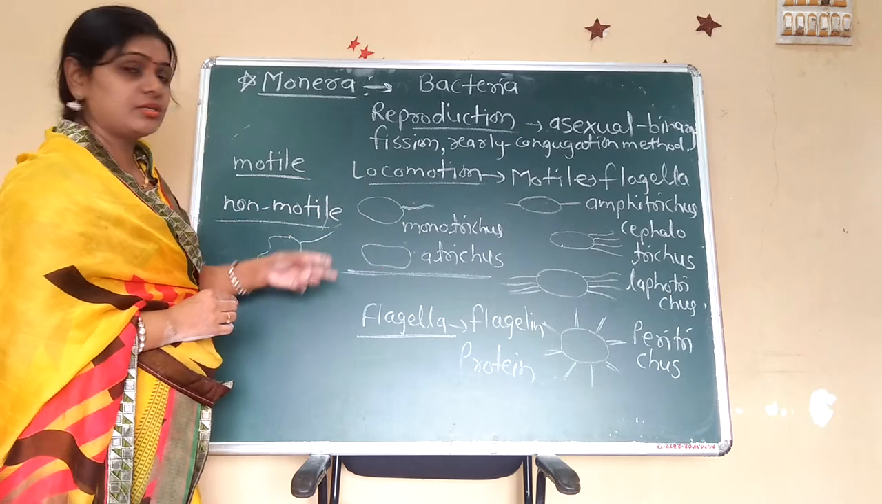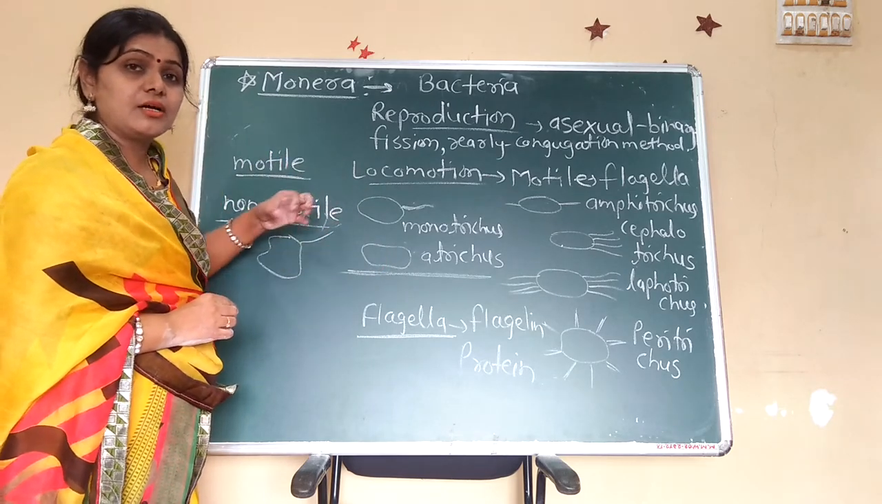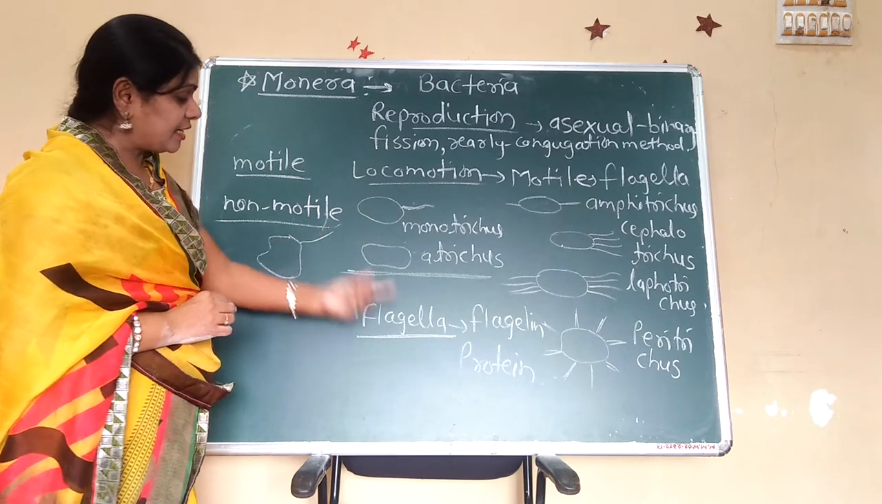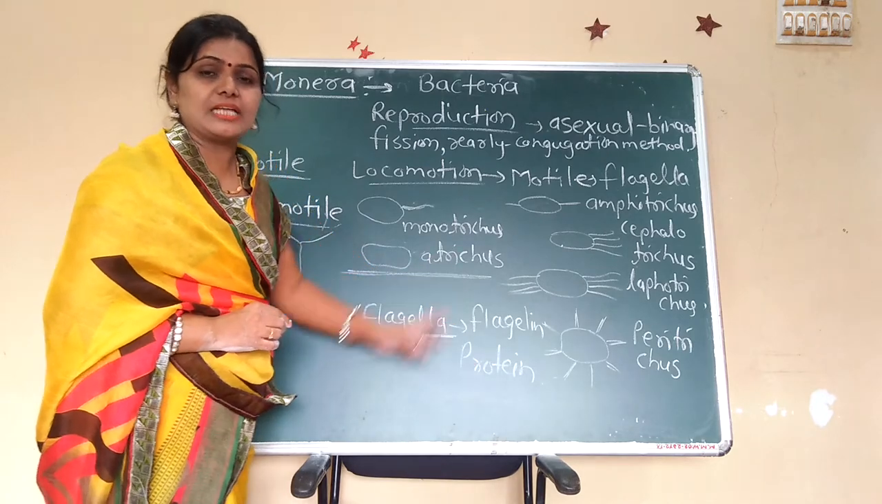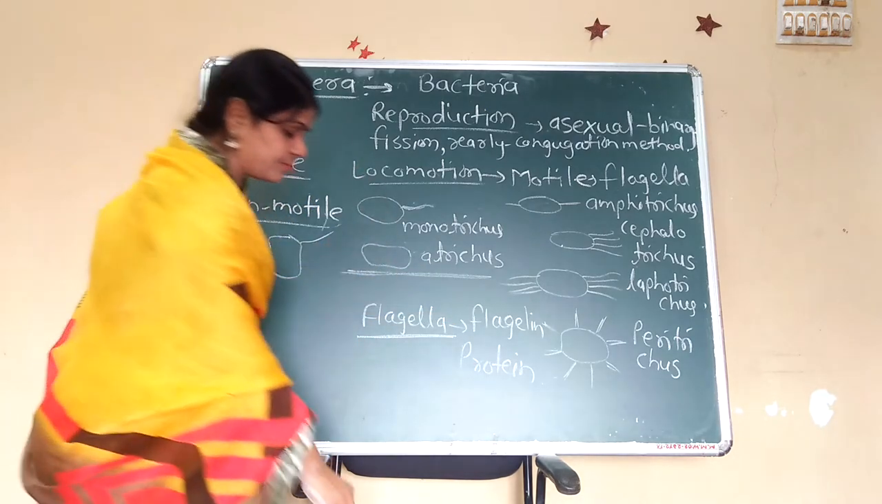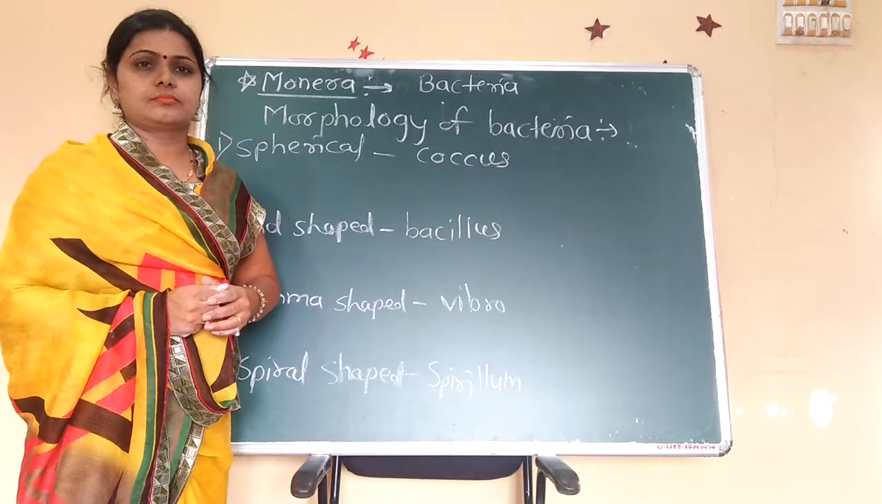This is the locomotion. Some are motile organisms and some are non-motile organisms. The flagella are made up of flagellin protein. Then we see the morphology of bacteria.